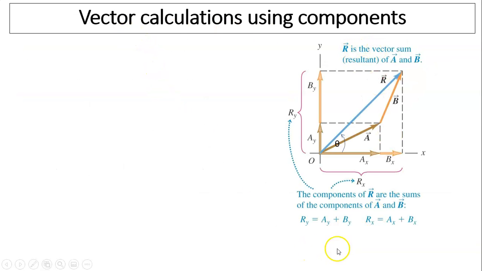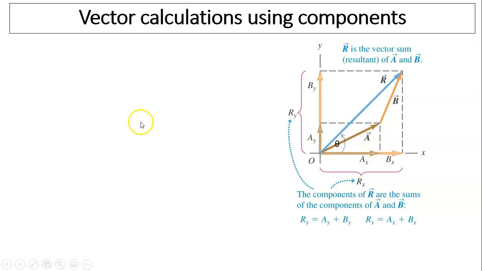Vector calculation using components. So here is R equals A plus B. How do I find R? A and B are not perpendicular to each other. So to find R, I want you to pay attention to this big triangle, right? So R squared actually equals Rx squared plus Ry squared. How do I find Rx? As you can see from this diagram, Rx equals Ax plus Bx. So Ry, this side, equals Ay plus By.